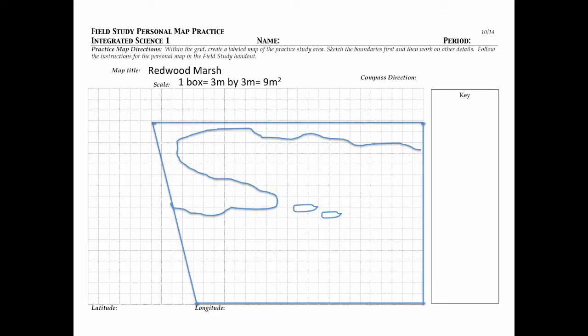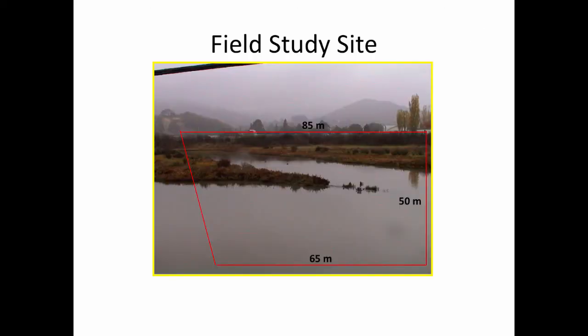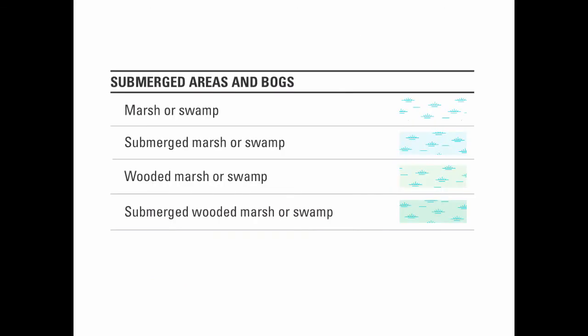Now we need to indicate what type of land we have at our site. To do this, we need to refer to the topographic map symbols that we used when we were looking at topographical maps earlier in the unit. This site is made up mostly of marsh, over here, a little bit of submerged marsh, and water. So we'll need to locate these symbols in our symbol sheet. We'll start with the marsh. Marsh is indicated by this symbol.